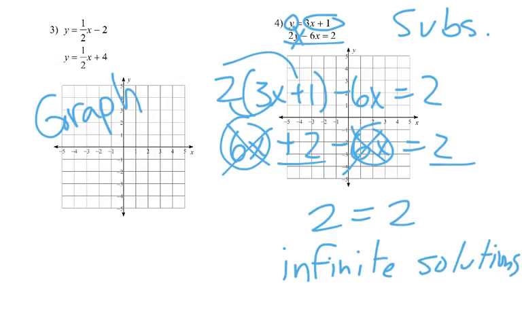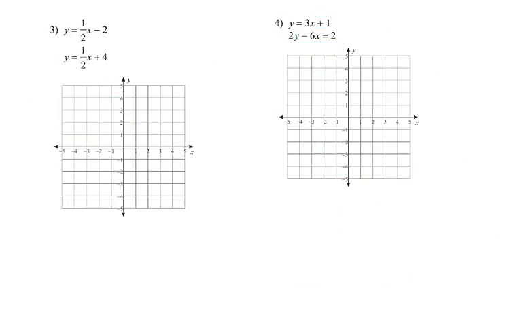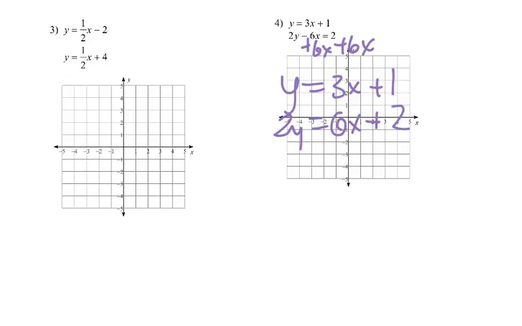Okay, so let me show you how that would work with elimination. For elimination, I'd have to rearrange. I'd have to add the 6x to both sides, wouldn't I? That would give me y equals 3x plus 1, and in the bottom, 2y equals 6x plus 2. Now, this isn't the same, neither is this, but could I double that second equation?